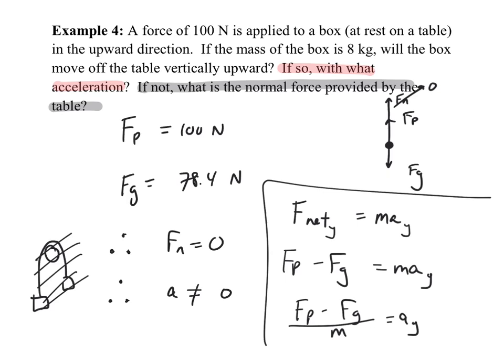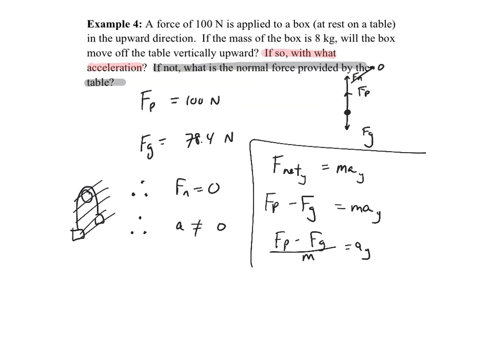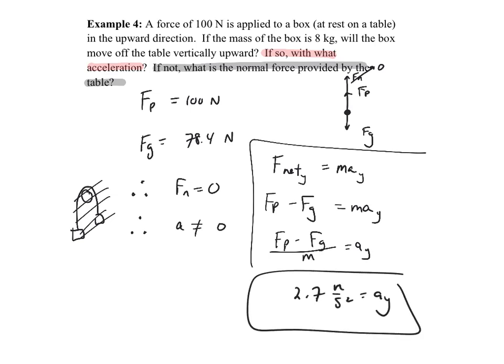What does a become as an answer for this? What does a become? Jack, go ahead. 2.7. Good. Thank you, Jack. 2.7 meters per second squared. And you're going to notice more and more that I'm not going to do the tedious math in front of you. I'm going to allow you to recognize what you need to do. This is 100 minus 78.4, all divided by the mass. Mass is 8. Okay, all divided by 8.